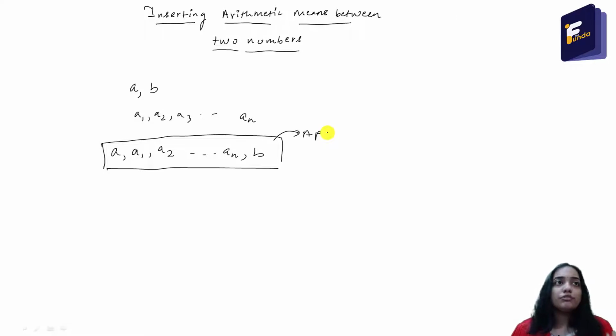So don't be confused by the word arithmetic means. We defined in the last class that if A, B, C are in AP, then A plus C by 2 equals B, and B is known as the arithmetic mean between A and C. So this is another way of representing the concept. We just call those numbers A1, A2 up to AN arithmetic means. Nothing else. This is simple.